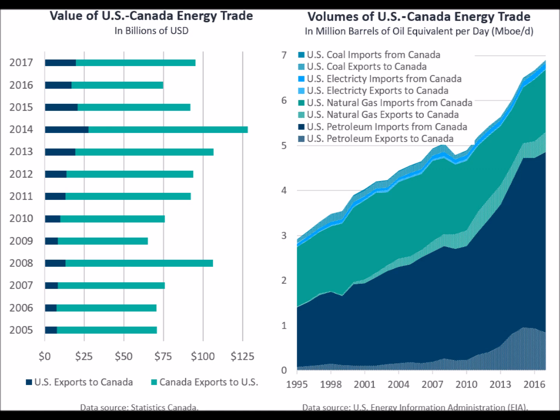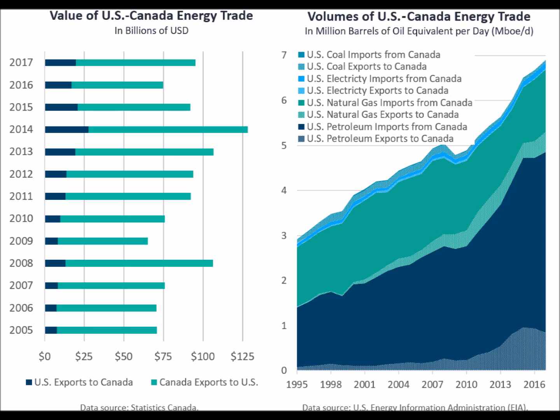The left graph illustrates the value of U.S.-Canada energy trade in billions of USD. It uses stacked horizontal bars to show the separate contributions of U.S. exports to Canada, dark blue, and Canadian exports to the U.S., teal. This allows for a direct comparison of the monetary value of energy flowing in each direction. The graph shows a general trend of increasing trade value over time, with fluctuations in both U.S. and Canadian export values.